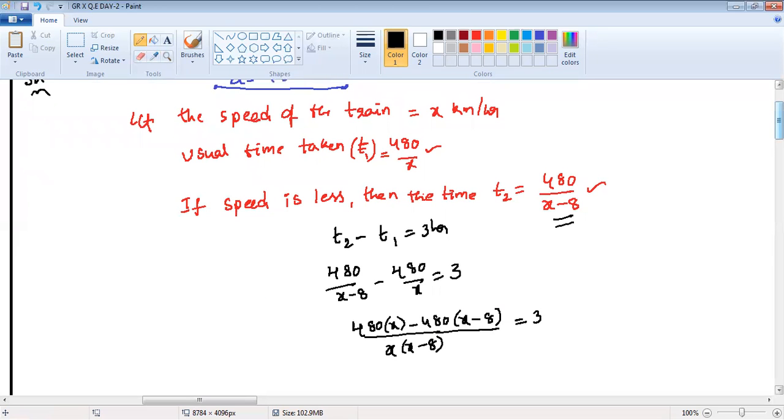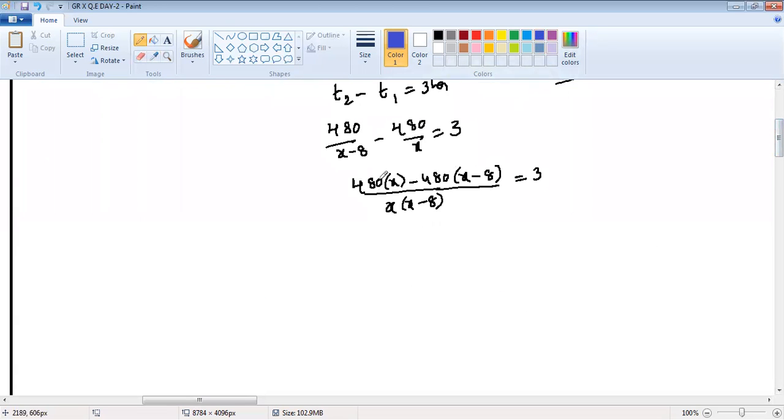Are you understanding? Yes, sir. Then see this: 480 into x, 480x minus 480x plus 480 into 8. How much is 480 into 8? Multiply 480 into 8. Is it 3840? Yes, sir. Okay. Then 3 into x minus 8. Got it?